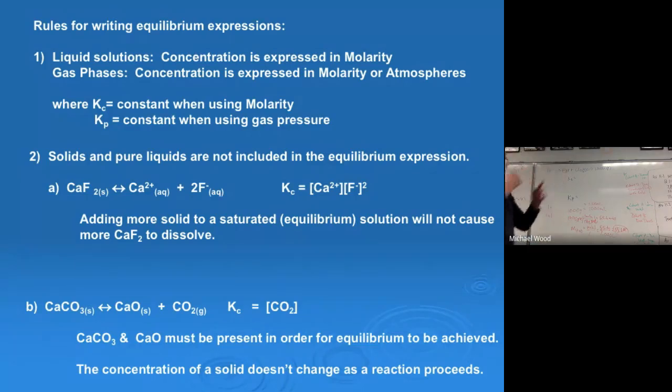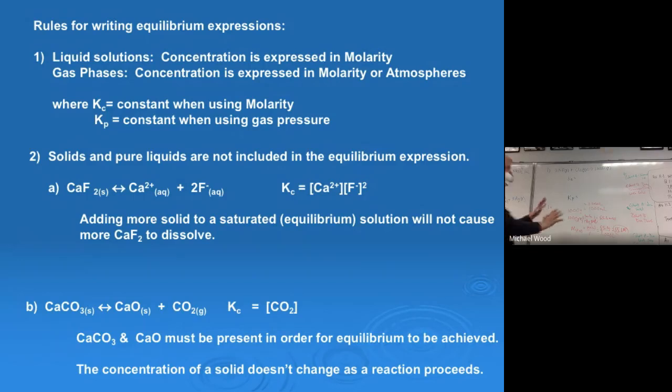And that's why point 2 says solids and pure liquids are not included in the equilibrium expression: their concentration never changes. So what I always tell students in first year chem is, when you see a solid or a liquid while writing these equilibrium constant expressions, just write 1 in their place. And really, the only time you have to write in 1 is if a solid or liquid is the only thing on the product side of the equation.